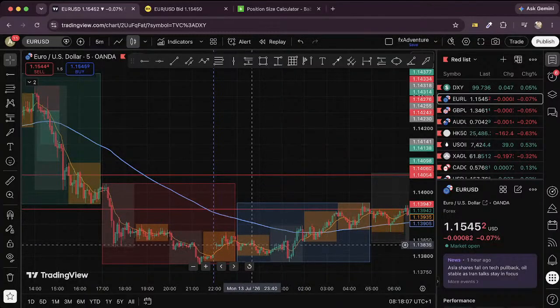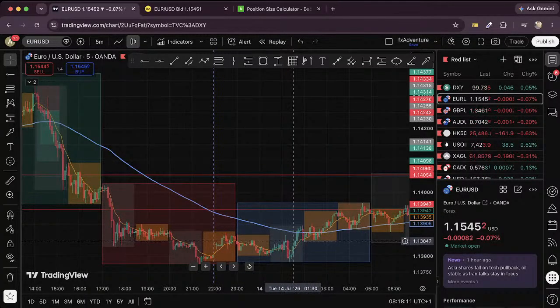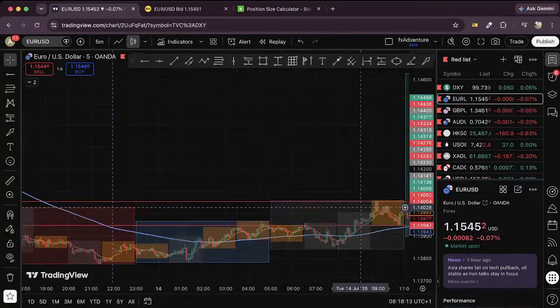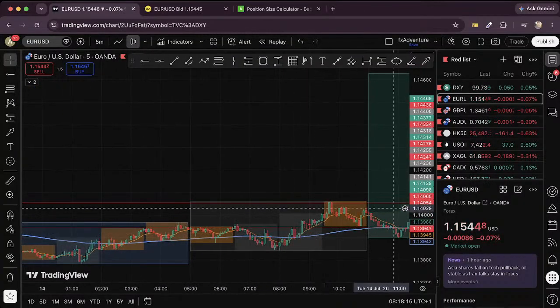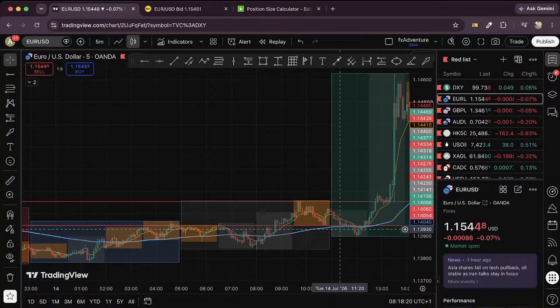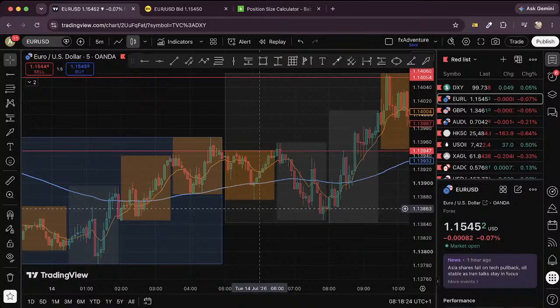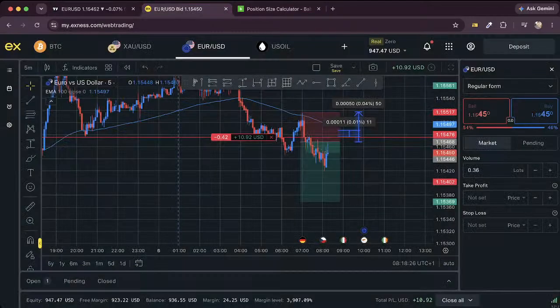It's the same thing for the accumulation, for the manipulation downwards. So we are not interested in this. The next day, which is here. So the next day will be the same thing.